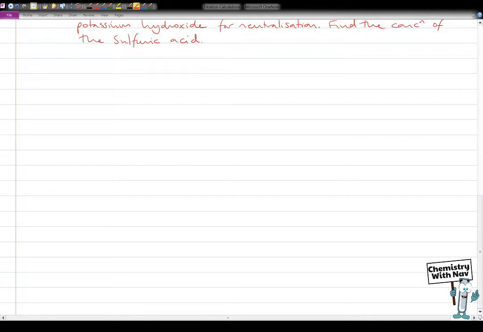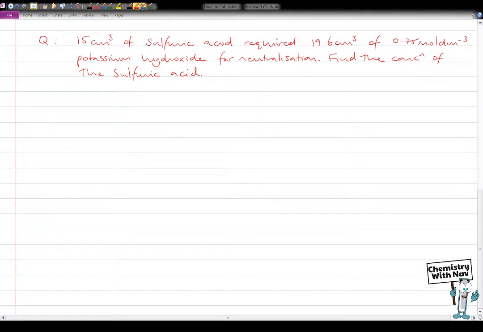Here's a second example, and this time we have 15 cm cubed of sulfuric acid, which is requiring 19.6 cm cubed of 0.75 mole per decimeter cubed potassium hydroxide for neutralization. Find the concentration of the sulfuric acid. I'm going to do it in exactly the same way.